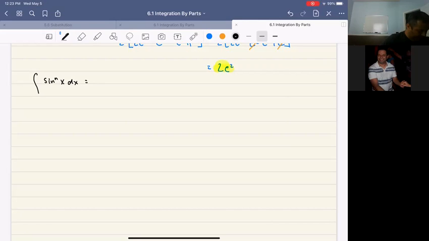This is actually an example, example 6. The integral of sine to the n of x equals negative 1 over n cosine x sine to the n minus 1 of x, plus n minus 1 over n times the integral of sine to the n minus 2 of x dx. Okay, so we're going to go ahead and derive that.